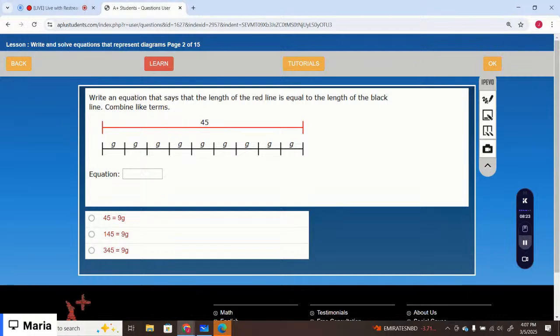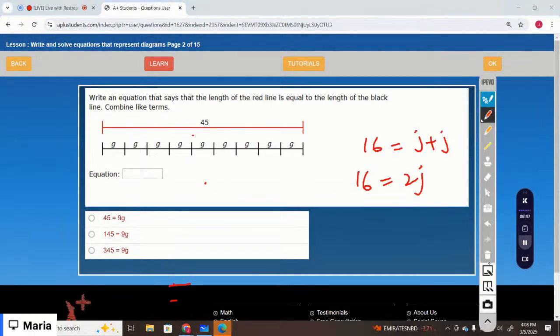Write an equation that says the length of the red line is equal to the length of the black line. Combine the like terms. So the length of the red line is 45. Now let's see how many segments we have on the black line. 1, 2, 3, 4, 5, 6, 7, 8, 9.